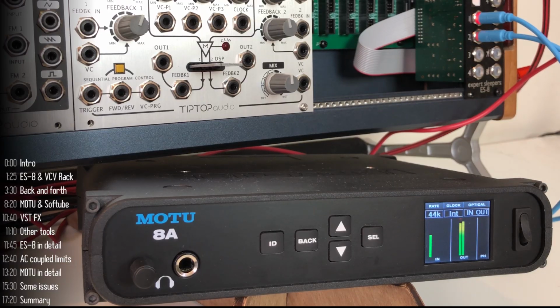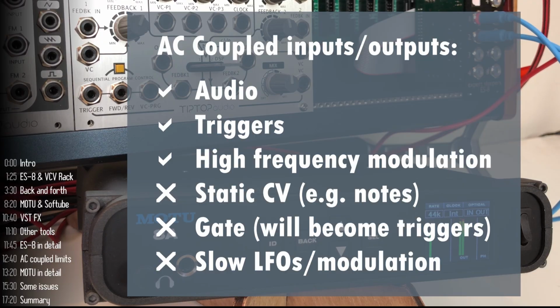The main disadvantage is that most audio interfaces weren't designed to be used with Eurorack. That means a few things. First, none of the interfaces that I know have DC coupled inputs. That means they'll pass audio and high frequency oscillators to your Eurorack, but will block static CV like note information or very slow LFOs. They might also output low line levels, which means you may need to apply gain to get to Eurorack levels. Finally, many audio interfaces don't have DC coupled outputs either.